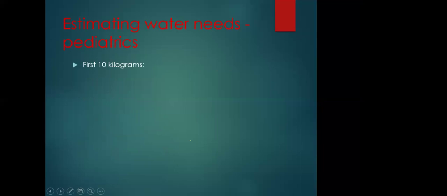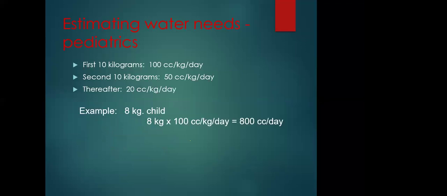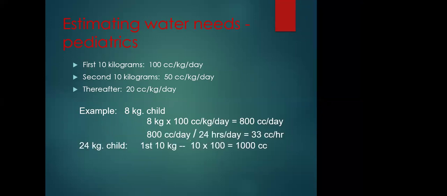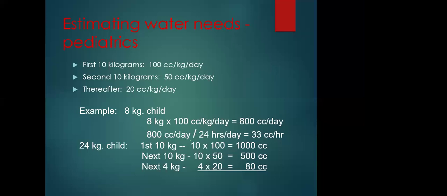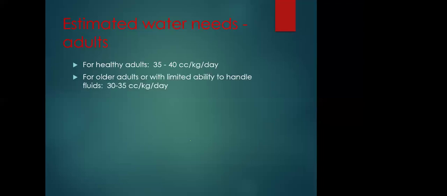The water needs in pediatrics, I'm not going to go through this because I've already given you the formula in the past slide. This is an example of a child's water replacement: 4 to 1 for the first 10 kg, 2 to 1 for the second 10 kg, and then the extra weight after that is replaced by 1 mL per kilogram per hour.